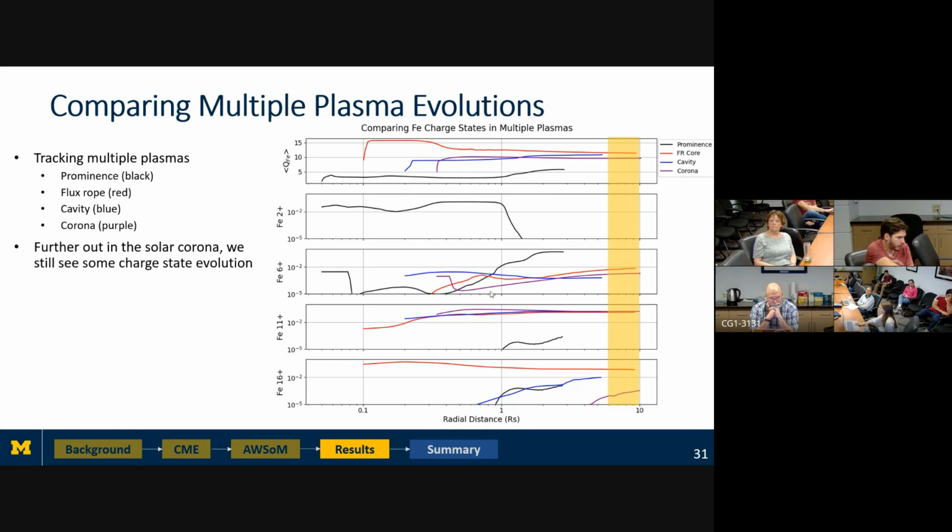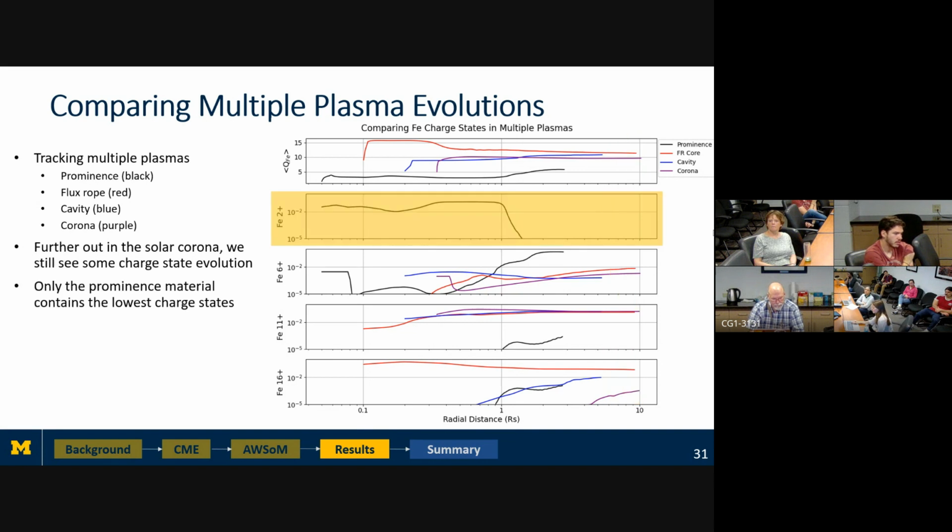And you can see further out in the solar corona, up until 10 solar radii, we're still seeing evolution in multiple different plasmas. We see it in the flux rope, we see it in the corona, and the cavity is not even, or the prominence isn't even close to that point yet. So we're definitely seeing evolution pretty far out.